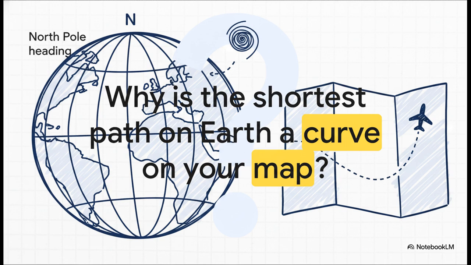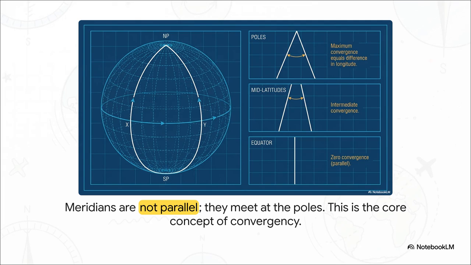It all starts with how we define north on a globe. Take a look at this. All our lines of longitude, the meridians, they're only parallel to each other right at the equator. As you start moving towards the poles, they begin to lean in or converge until they all meet up at a single point. This leaning in is the heart of what convergency is all about.